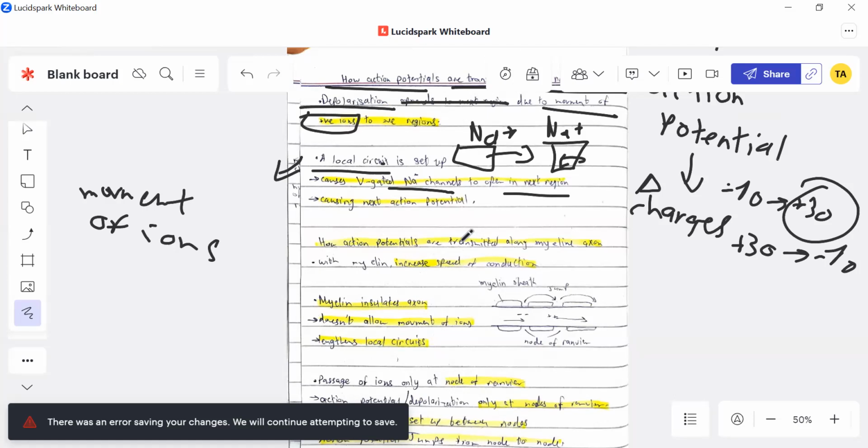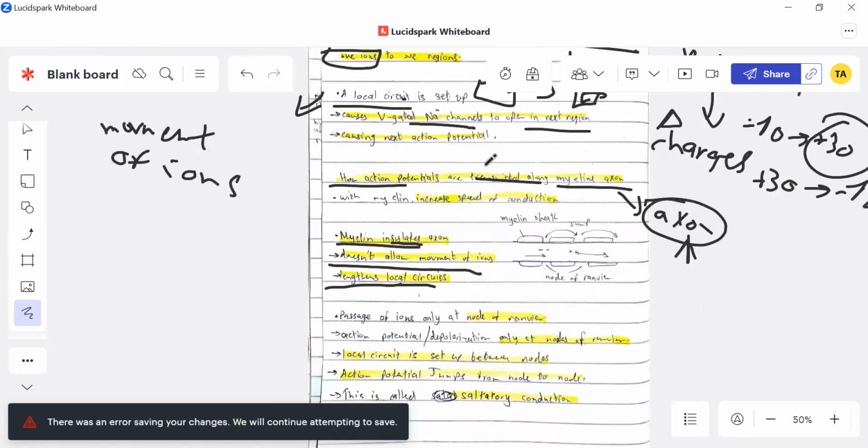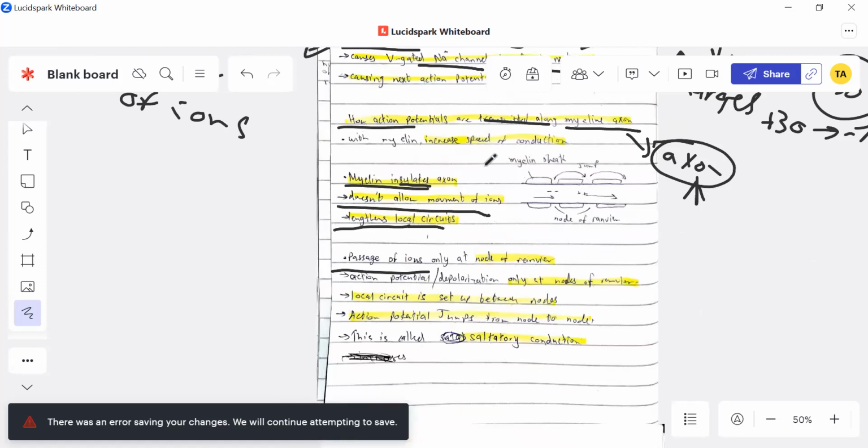And how are action potentials transmitted along the myelin sheath? Remember that your axon is insulated with a material called the myelin sheath. The myelin sheath acts as an insulator. This stops the movement of ions where the myelin sheath is present. And because of this, the myelin sheath lengthens the local circuit, and passage of ions only happens at something called the node of Ranvier.